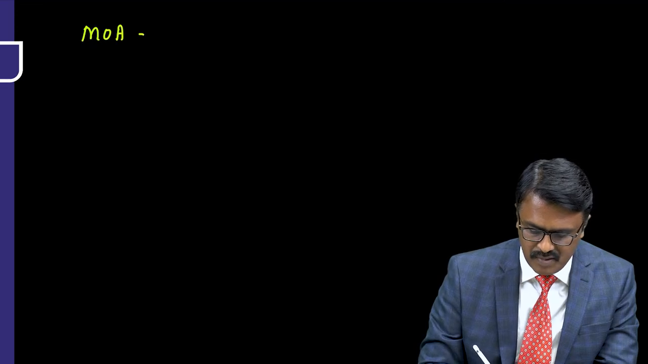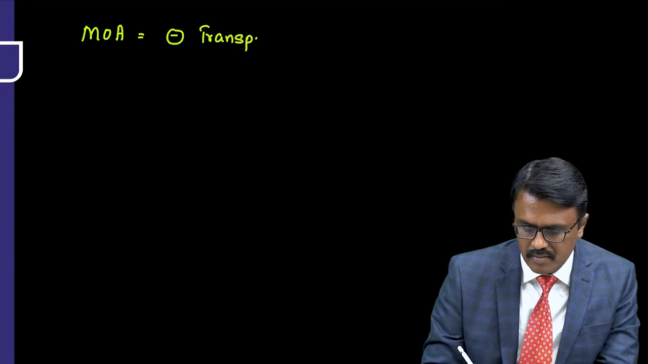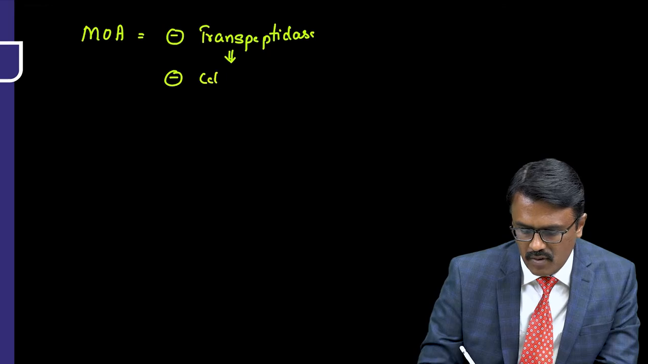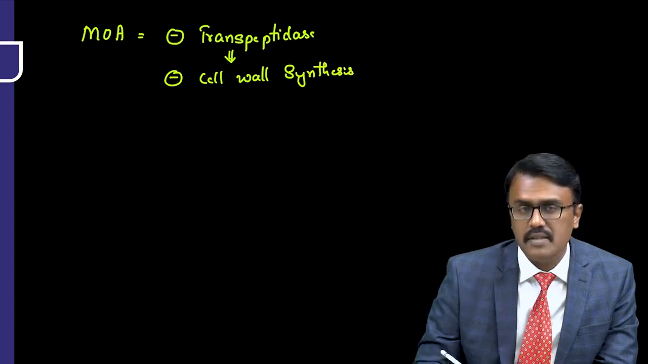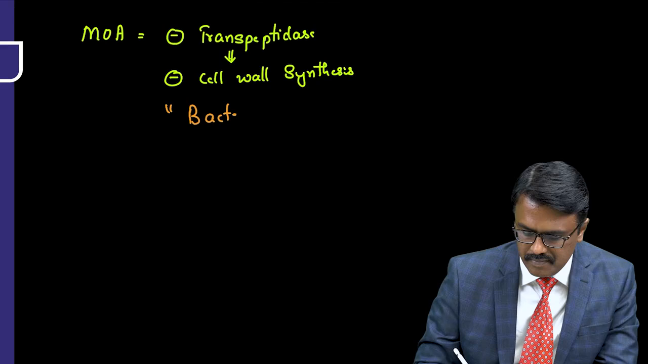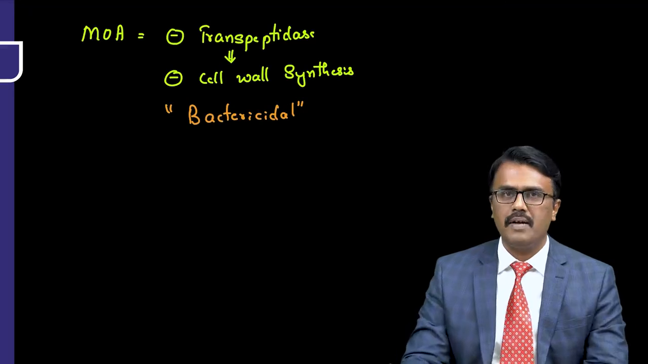Cephalosporins, and the mechanism of action is they inhibit the enzyme transpeptidase. So by inhibiting that, they inhibit the cell wall synthesis. And these drugs are, yes, bactericidal drugs. So that is the mechanism of action.